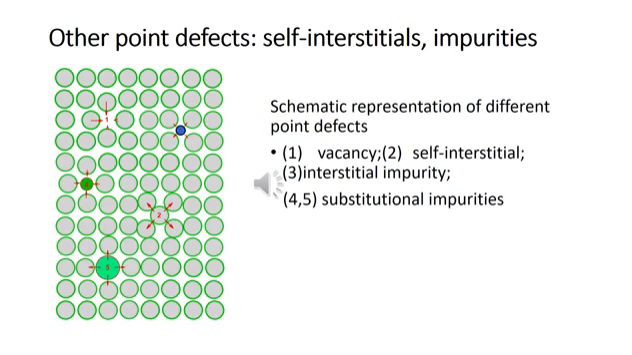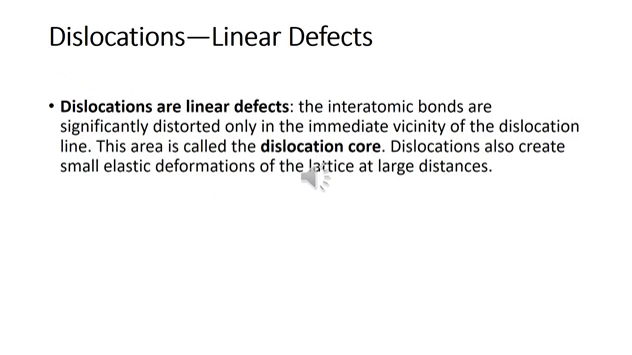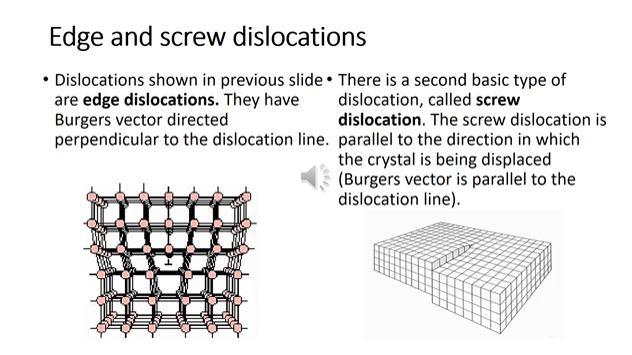We have interstitial, we have interstitial impurity, we have substitutional impurities. Then we have what are called dislocations, or linear defects. Some examples of these defects are edge dislocation and screw dislocation, and the details on these defects are there in our reference text.